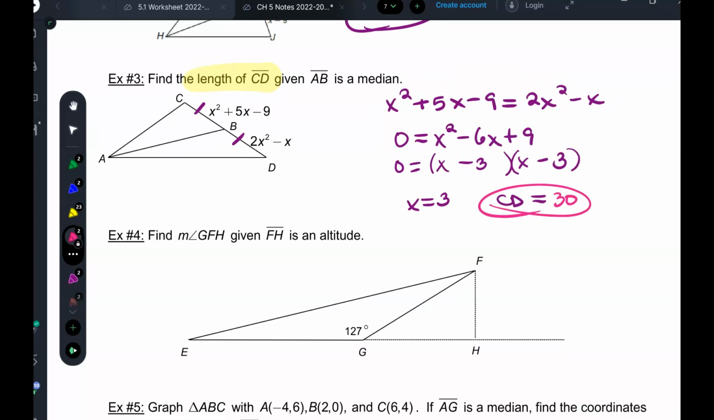Okay, find the measure of angle GFH. So we're looking for this angle up here, if FH is an altitude. I should do the linear pair first. Well, it's a linear pair, so if this is 127, this one has to be 53. Good. And then H is 90. Right, if it's an altitude, that tells us it's 90. So we can find that one.